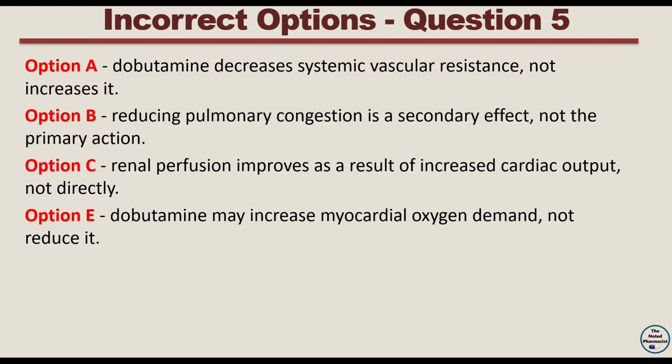Option A is incorrect because dobutamine decreases systemic vascular resistance, not increases it. Option B is incorrect because reducing pulmonary congestion is a secondary effect, not the primary action. Option C is incorrect because renal perfusion improves as a result of increased cardiac output, not directly. Option E is incorrect because dobutamine may increase myocardial oxygen demand, not reduce it.